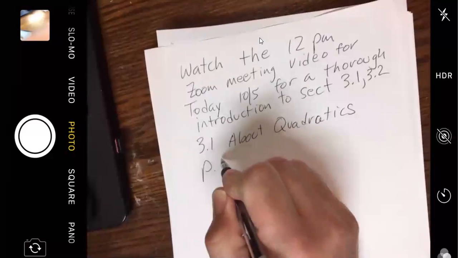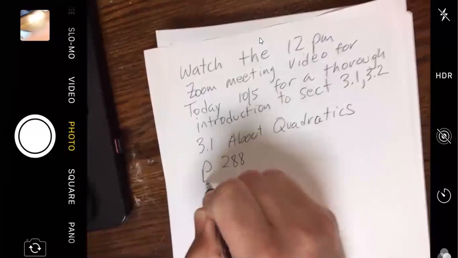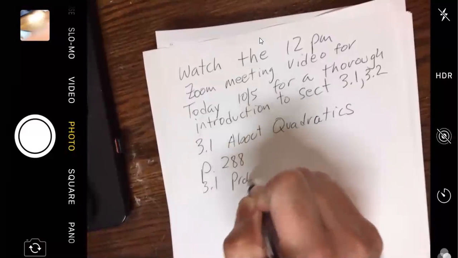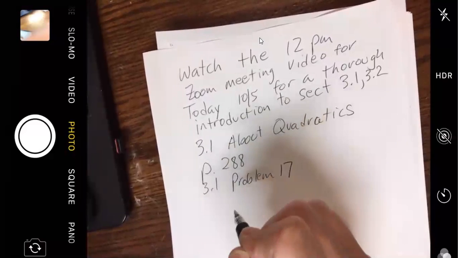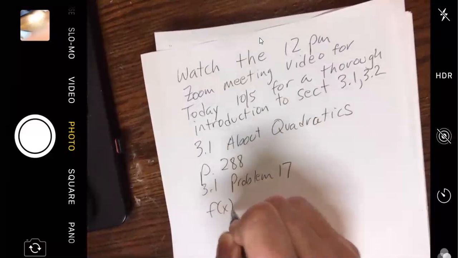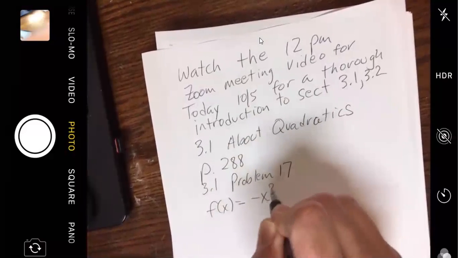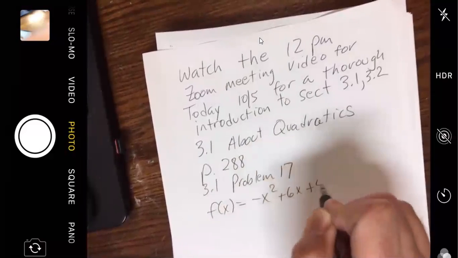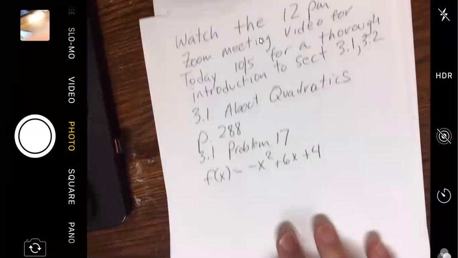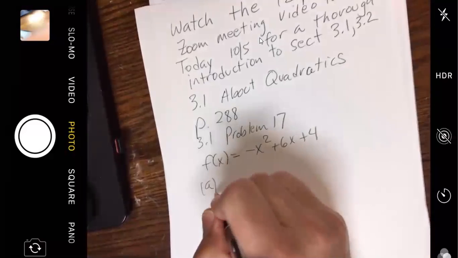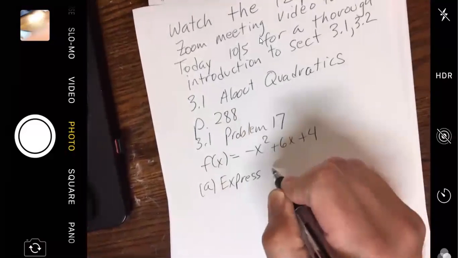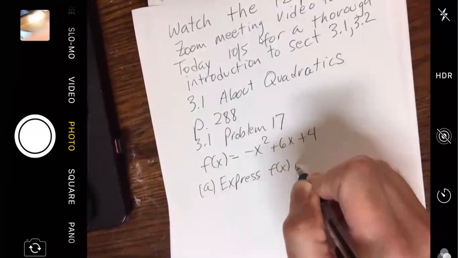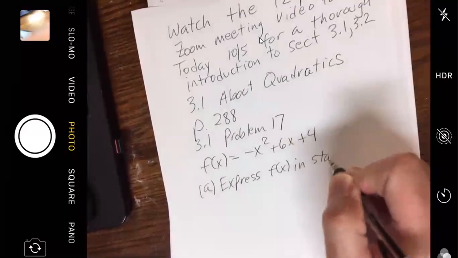Page 288, 3.1, problem 17. f of x equals negative x squared, add 6x, add 4. All right, A, express f of x in standard form.